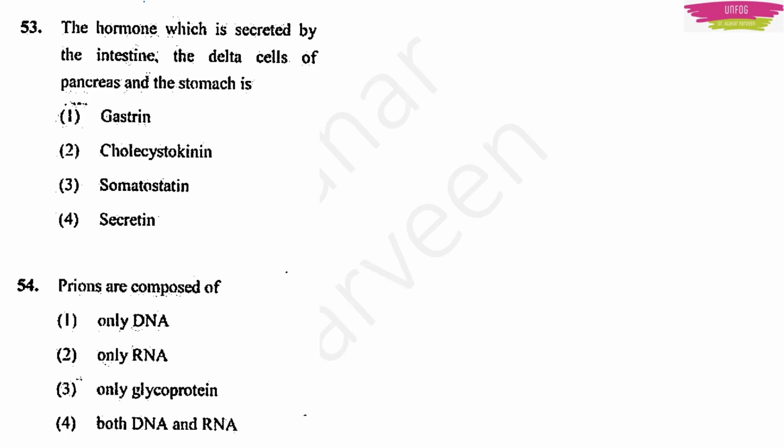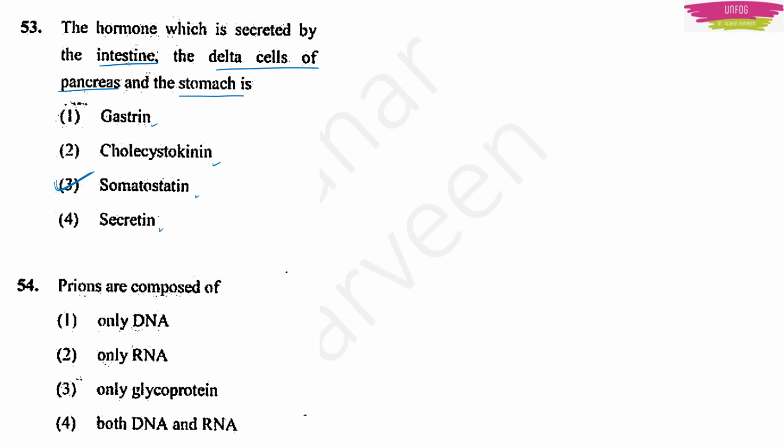So the next question is, the hormone which is secreted by the intestine, the delta cells of pancreas and the stomach is, and the options are given as option 1 gastrin, option 2 cholecystokinin, option 3 somatostatin and option 4 secretin. So we need to find out one common hormone which is secreted by these three organs of our body. So intestine basically secretes hormones like gastrin and somatostatin. Delta cells of pancreas secrete hormones like somatostatin, and the stomach secretes hormones like renin, gastrin and somatostatin. Now if you look into it, somatostatin is the common hormone which is secreted by all these three organs of our body. So option 3 somatostatin is the right answer.